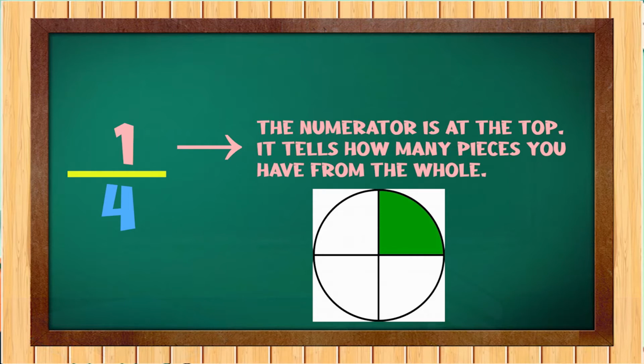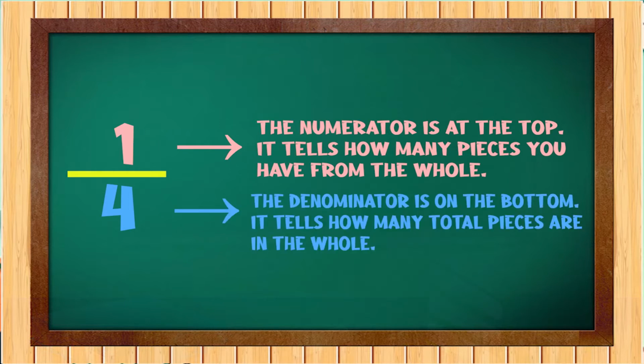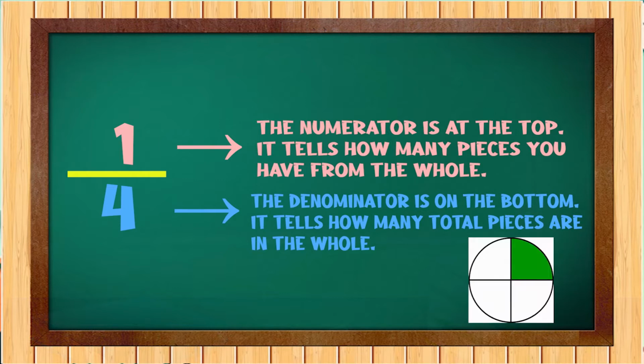On the other hand, the denominator is the number at the bottom. It tells how many total pieces the shape is divided into. Using the same example of the circle, you would notice that the circle is divided into 4 pieces. That's because the denominator is 4.